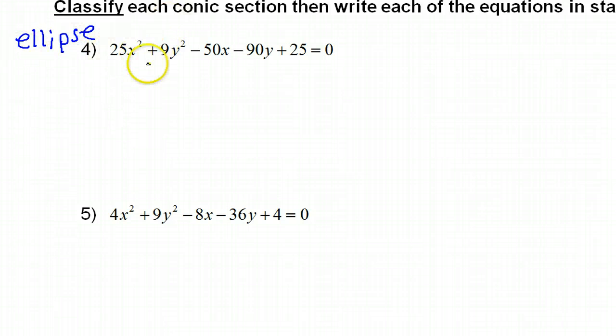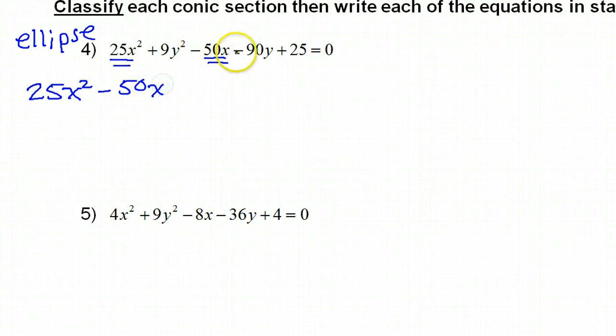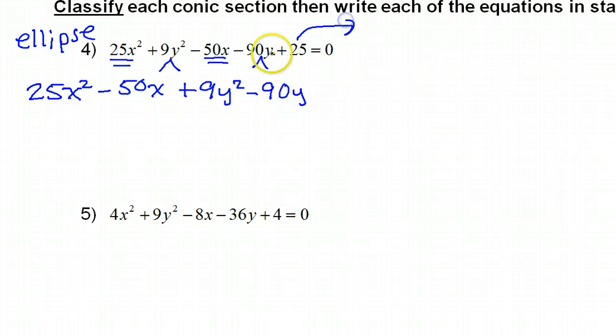All right, now let's go ahead and get this into standard form. So for standard form, we need to complete the square. So we're going to get our x's together. That's going to be 25x squared minus 50x. And we need to get our y's together. So that's going to be plus 9y squared minus 90y. And anything else needs to get out of the way. So minus 25 on both sides gives us negative 25.